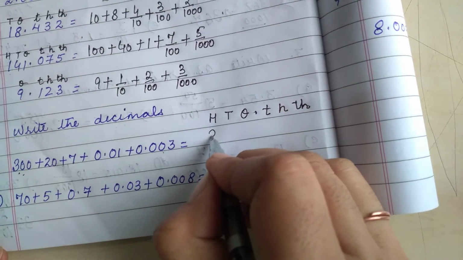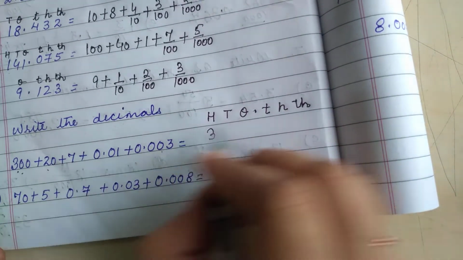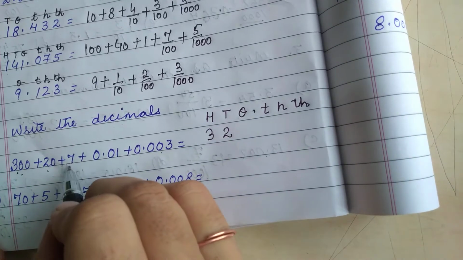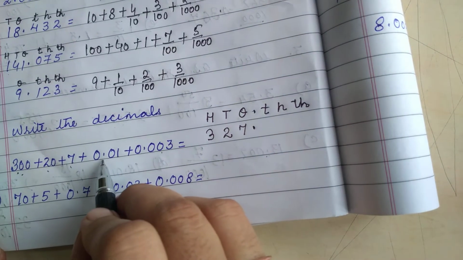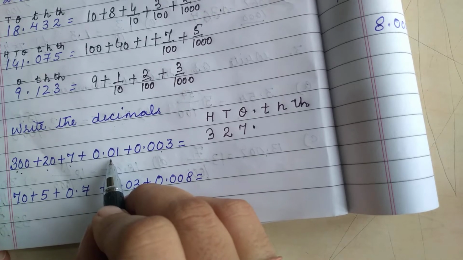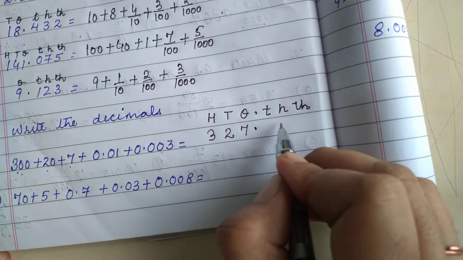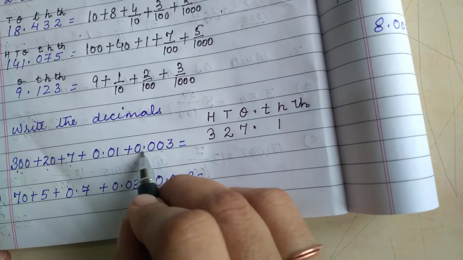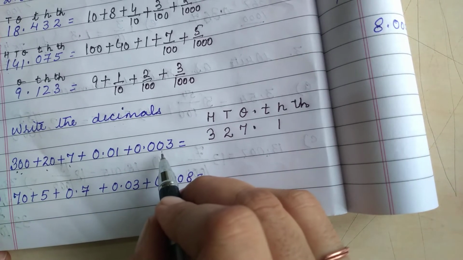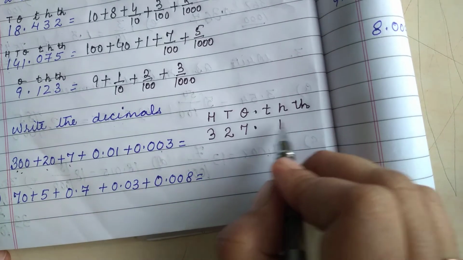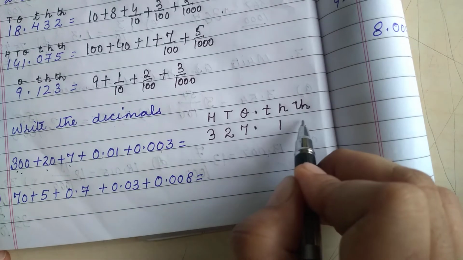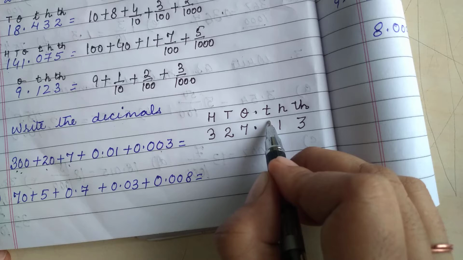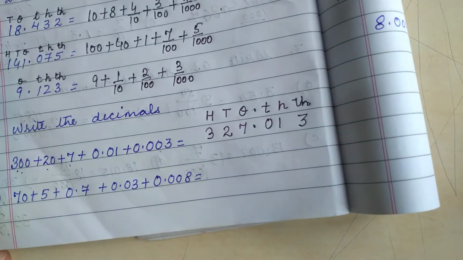This is 3 hundredths. 2 tenths. 7 ones, so 7 and the decimal. Now after the decimal there are 2 places, it means hundredths. After the decimal there are 3 places, it means thousandths. There is no tenths, so we'll write 0 here.